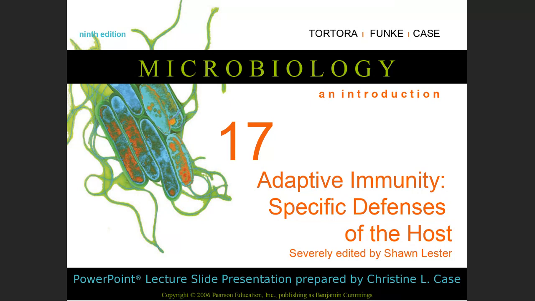So if a pathogen gets past the first and second lines of defense, we do have a last line, a third line defense, and that is our adaptive acquired immune response. And this response is very specific to that particular pathogen. And so today we're going to start learning about how we create that specific immune response.